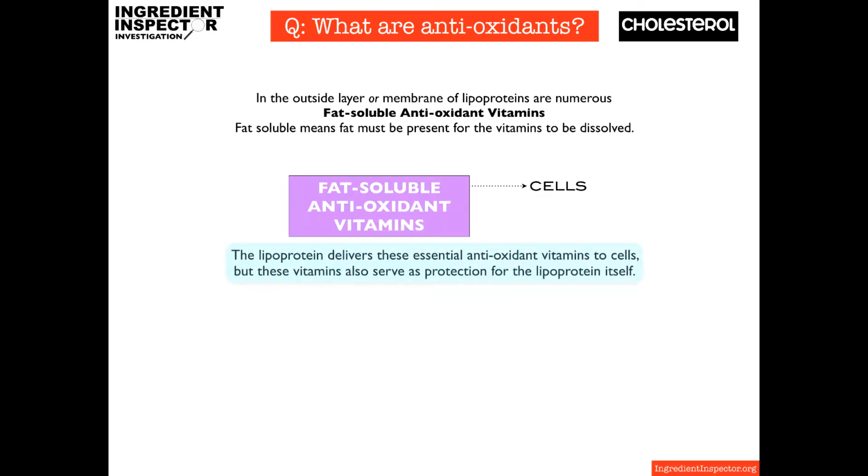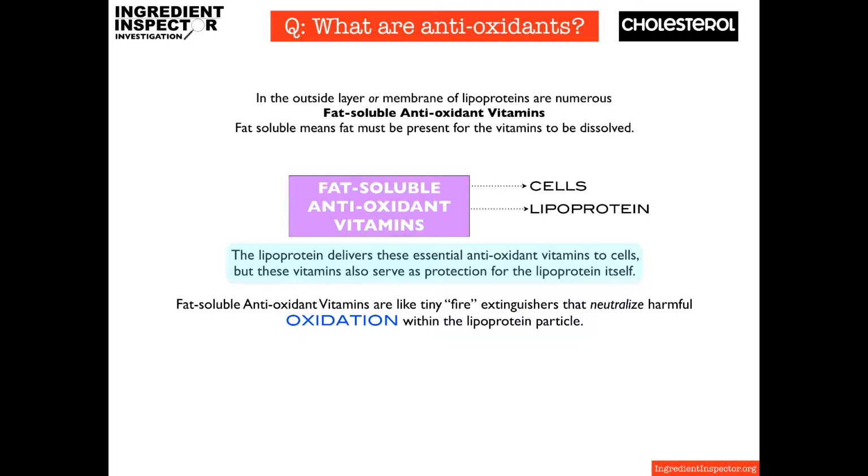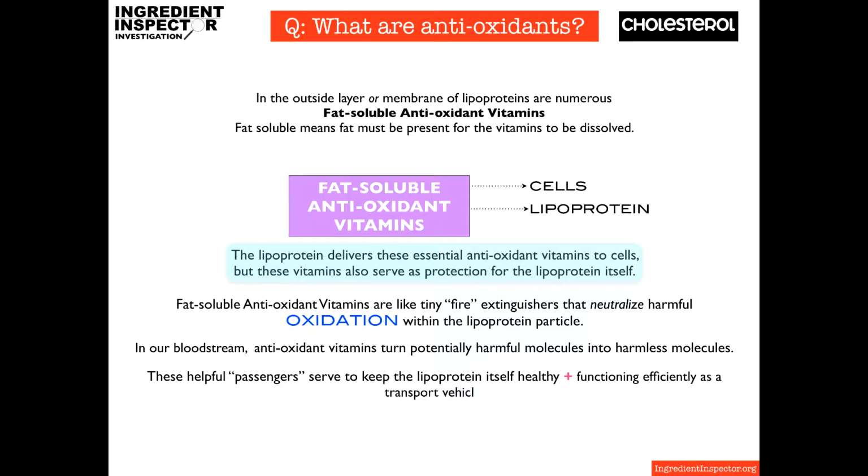So it's delivering these to cells, but it's also protecting the lipoprotein itself. Fat-soluble antioxidant vitamins are like tiny fire extinguishers that neutralize harmful oxidation within the lipoprotein particle. In our bloodstream, antioxidant vitamins turn potentially harmful molecules into harmless molecules. These helpful passengers serve to keep the lipoprotein itself healthy and functioning efficiently as a transport vehicle.